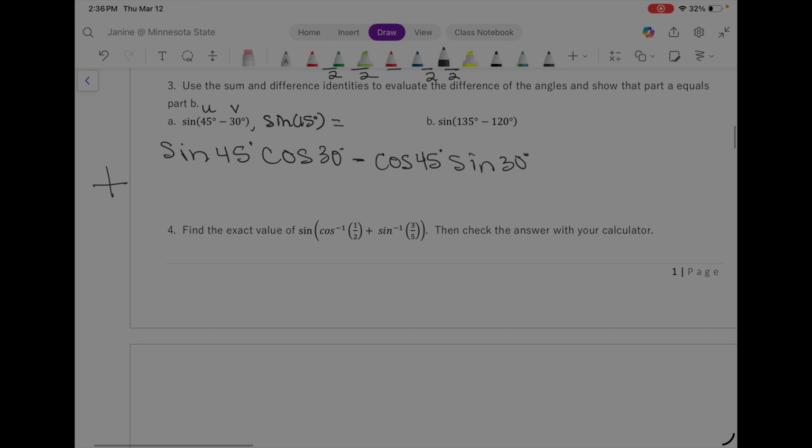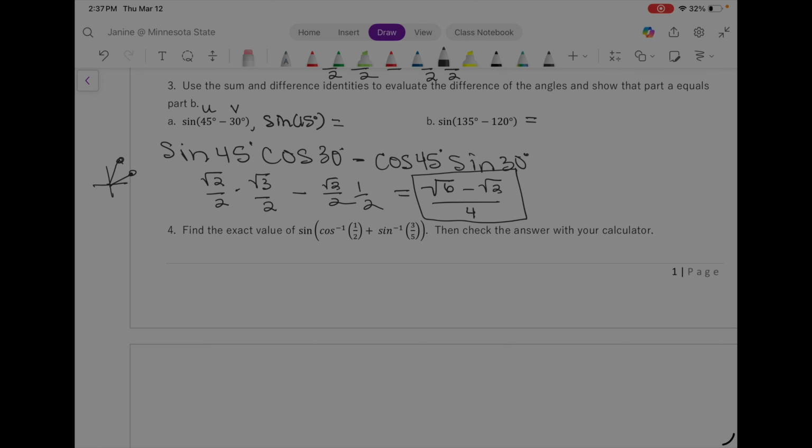Okay, now we'll focus right here. We know that 45 degrees is here, 30 degrees is here. So root 2 over 2, root 3 over 2, minus cosine root 2 over 2, sine 1/2. So this will equal root 6 over 4 minus root 2 over 4. Okay, we have another one here.